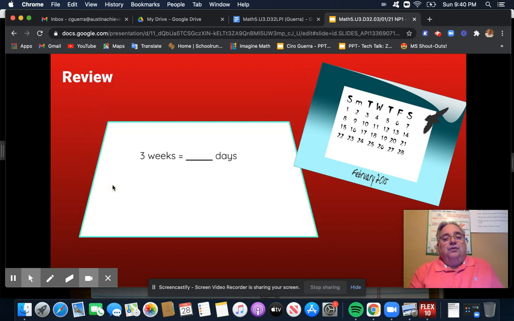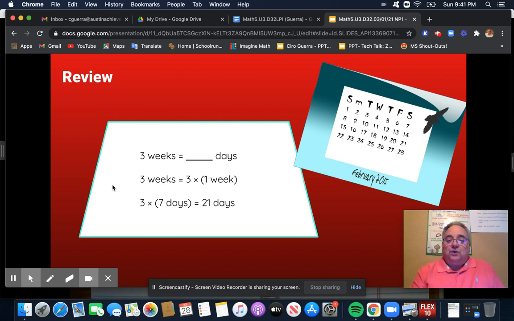I want to know 3 weeks is equal to how many days? So the first thing I do is I decompose this and say I have 3 weeks equals 3 times 1 week. Why do I do that? Because if I go back to my reference sheet, I know that 1 week is equal to 7 days. So knowing that, what answer did you get? Excellent, excellent, excellent. You are correct. It is 21 days. 3 times 7 days equals 21.